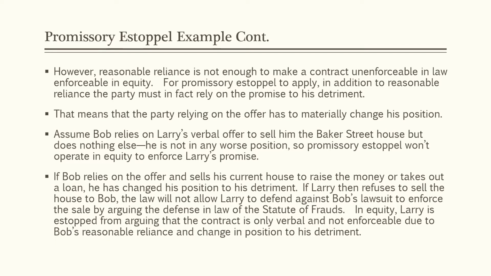Basically, the court is looking at the fact that this was an injustice. Bob went out, sold his house, is homeless, and now has no place to go because of Larry's offer. And so Bob reasonably relied to his detriment, and the court is going to use promissory estoppel to protect Bob.